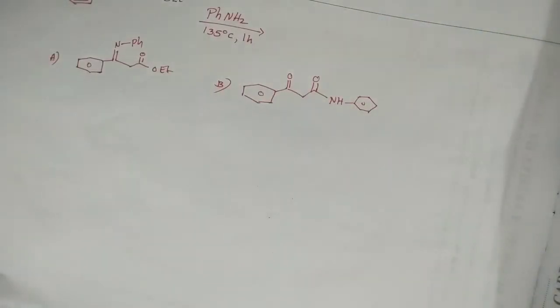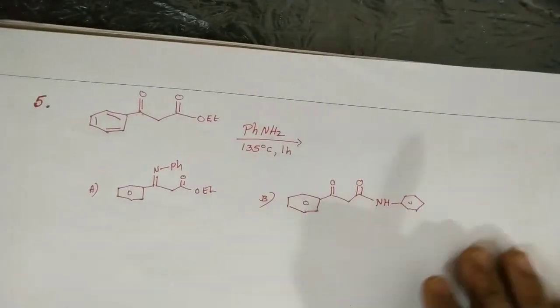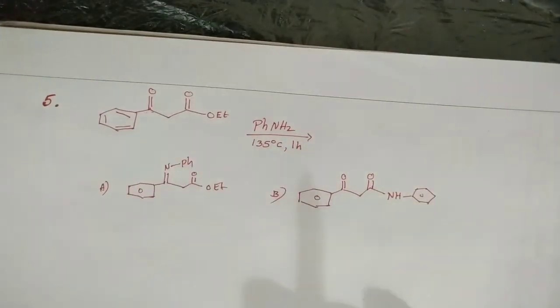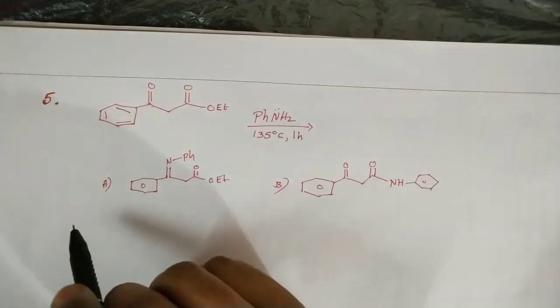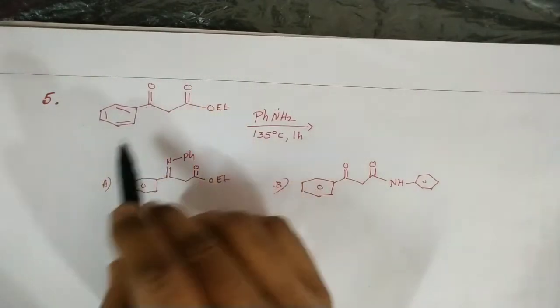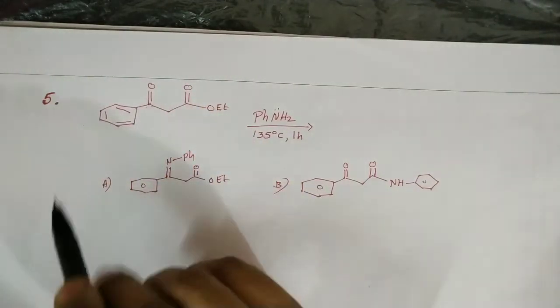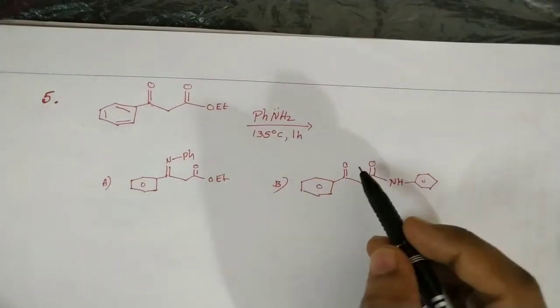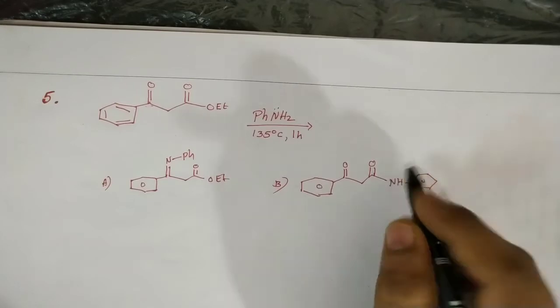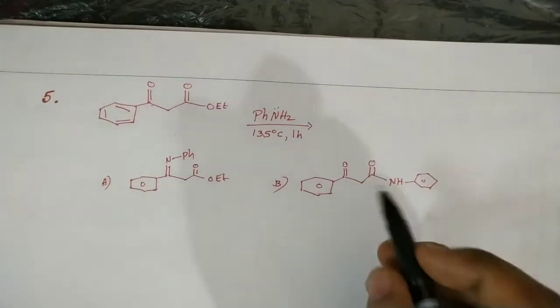Next, see this one. In this case there is a carbonyl group and an ester group, so there are two electrophilic sites, which means there are two possible products. Compared to this one, this product is thermally more stable because here a C-O bond is there, and there is no C double bond O bond.